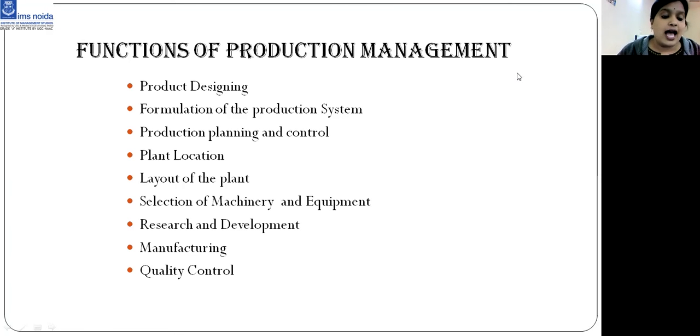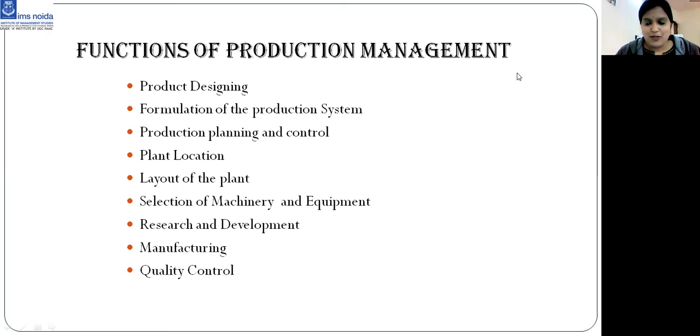Next function is research and development. Production is a continuous activity. New technologies are emerging overnight, resulting in newer goods and services, or discovery of newer uses of the existing products. In order to survive in this rapidly changing environment and market, every organization is forced to bring about innovation and improve the existing products. These innovations and improvements in the existing products are the result of research and development activities often undertaken by the production management.